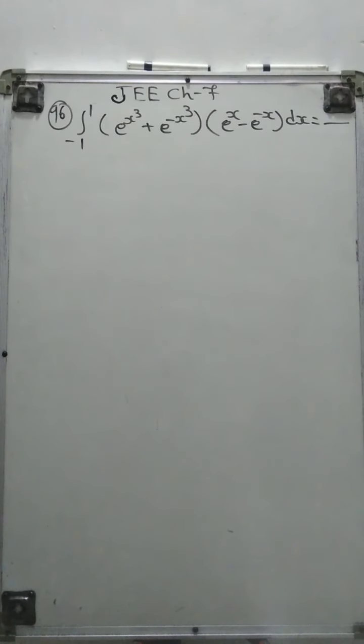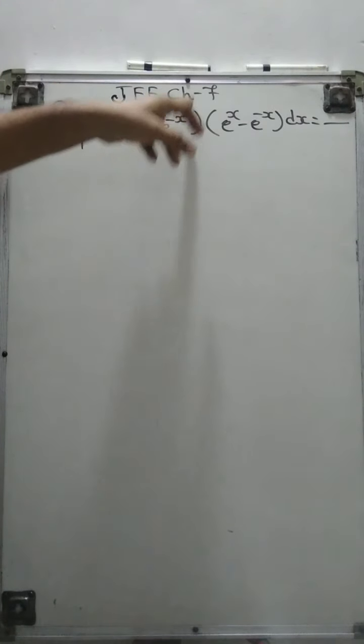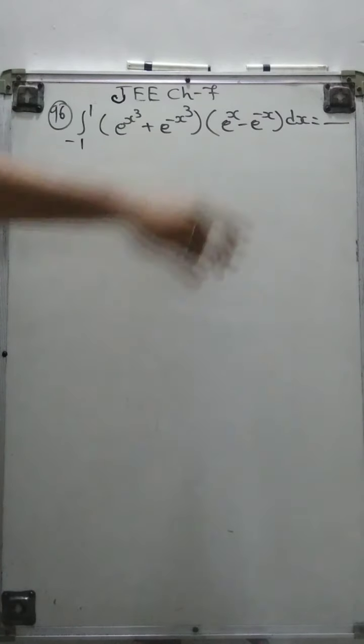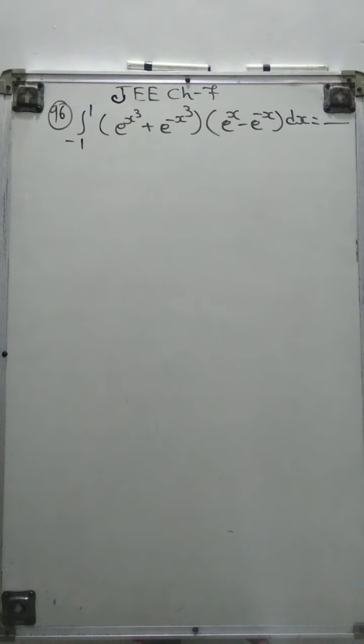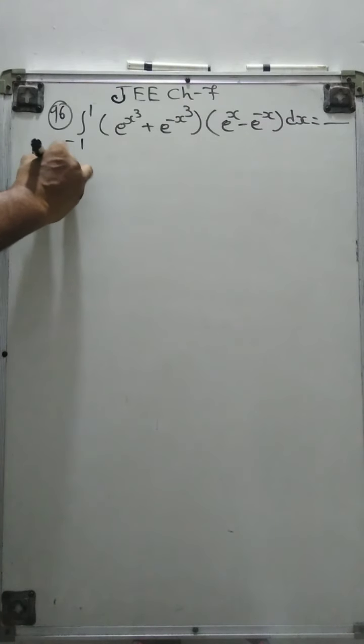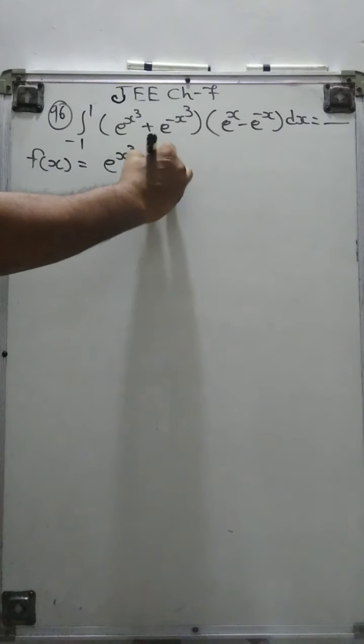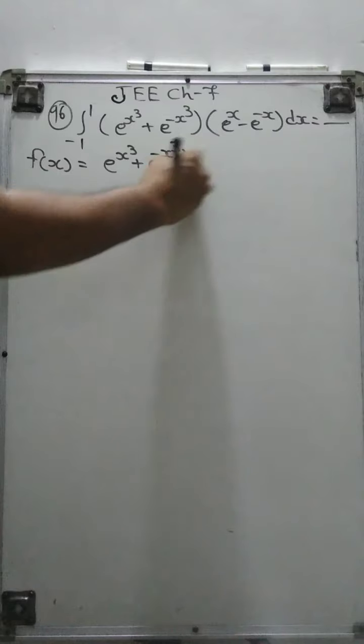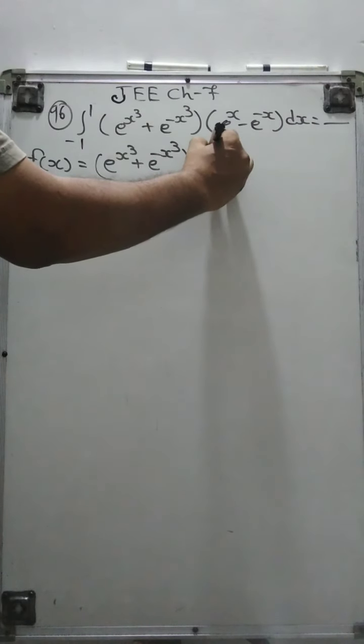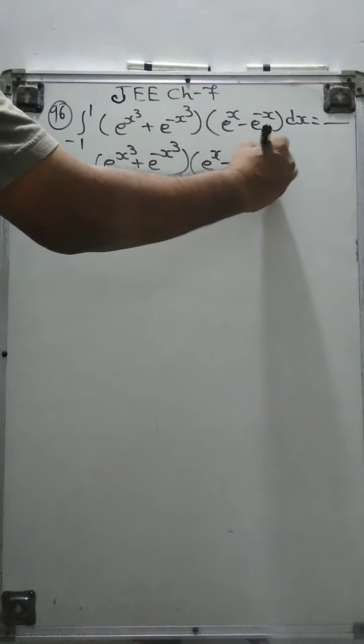Okay, here 96th sum. Integration from minus 1 to 1 of e raised to x cube plus e raised to minus x cube, into e raised to x minus e raised to minus x dx is dash. So first of all we check whether it is an odd or even function. So f(x) equals e raised to x cube plus e raised to minus x cube, and e raised to x minus e raised to minus x.